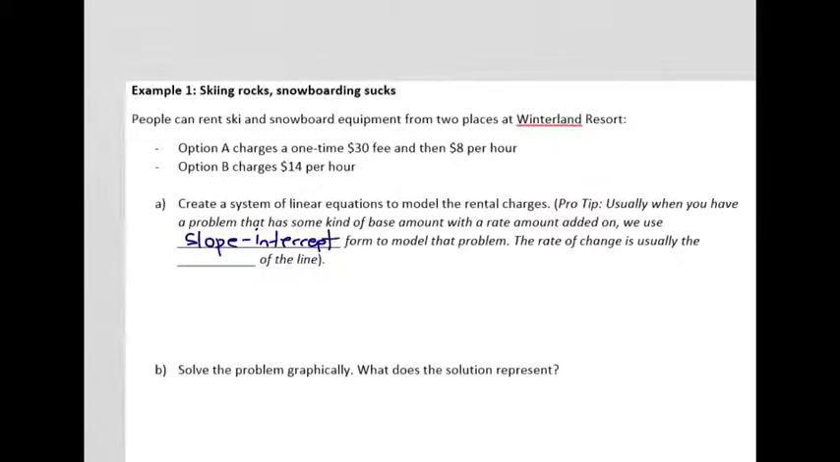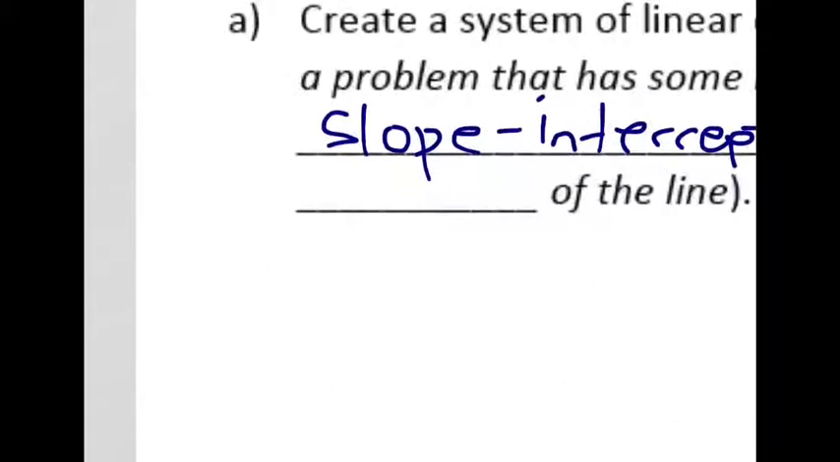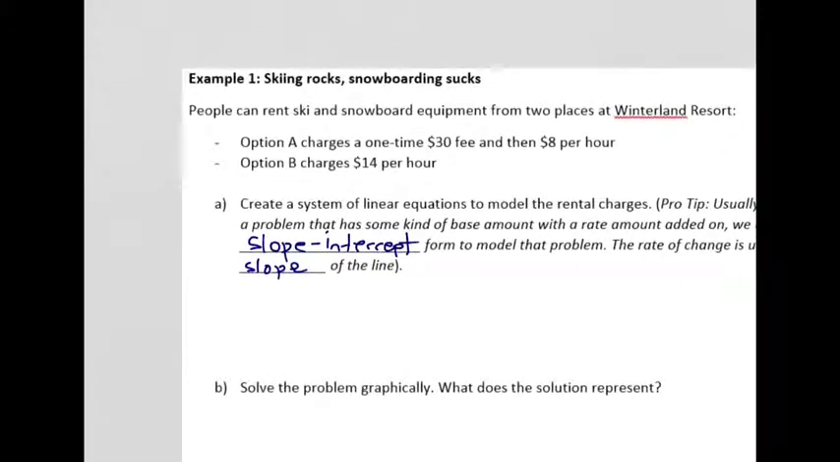The rate of change, whatever the rate is, is usually the slope or the y-intercept? It's usually the slope. Okay, the slope of that line. Good. So let's create our model.